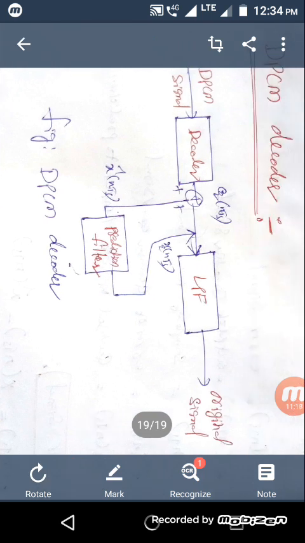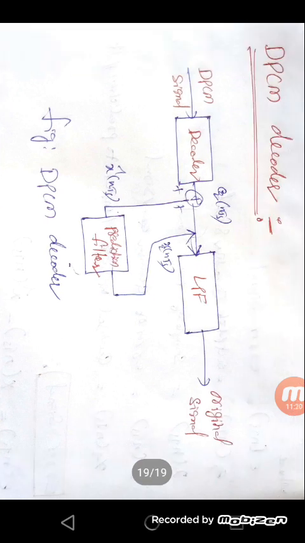And the final one is the DPCM decoder. We are seeing the DPCM decoder. It produces the original input signal. That means the DPCM encoder output will be received by the DPCM decoder, and it will provide the original information to the output side with the help of the low pass filter and prediction filter decoder.